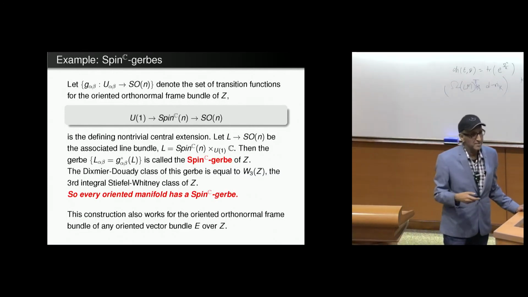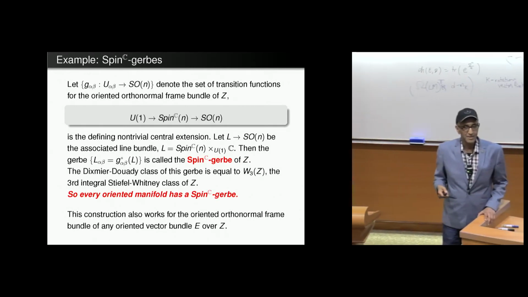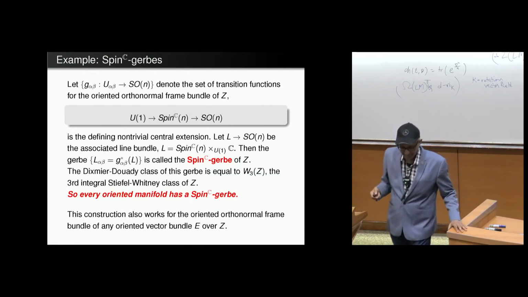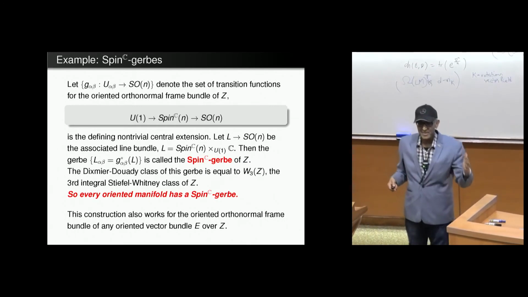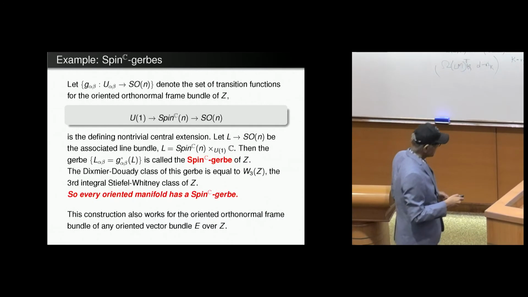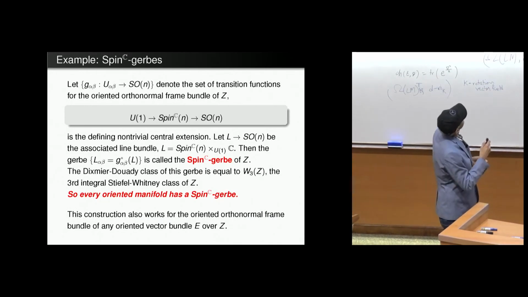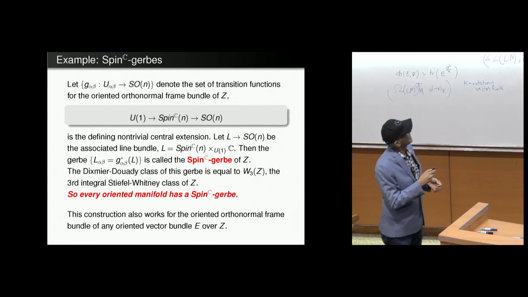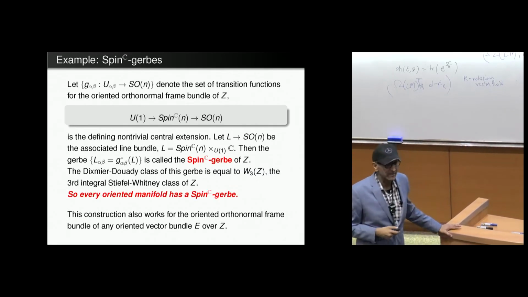So here are some examples of gerbs. The first is the spin C gerb. So as we know, at least many of us know that for spin C, there's an obstruction to having a spin C structure on a manifold, and that's given by the third integral Stiefel-Whitney class. But I'm saying every oriented manifold has a spin C gerb. So let's say Z is oriented and it has a Riemannian structure, so you can define the bundle of oriented orthonormal frames, and let G alpha beta be the transition functions of this frame bundle.